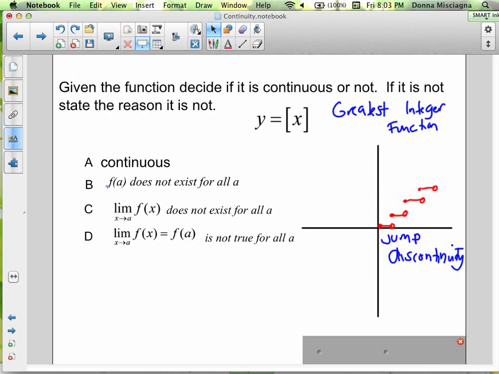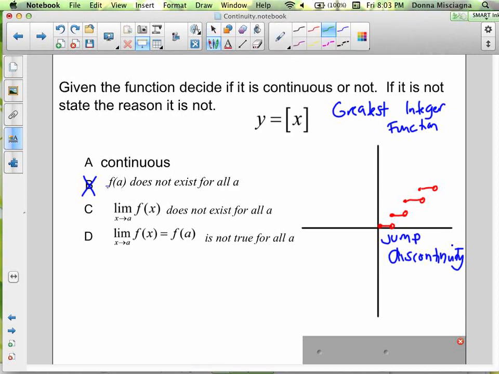F of a does not exist for all a. Well, for any integer that you plug in there, you've got a place. So it's going to be 0 until you get to 1, and then it's going to jump up again, and it's going to jump up again. So can't really say it doesn't exist for all integers. The limit as x approaches a of f of x does not exist for all a. So let's take a look at that one.